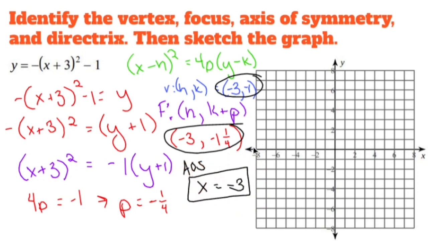Last but not least, my directrix is going to be a horizontal line given by y equals k minus p. k was negative 1. p is negative 1/4. So to round things out, y equals negative 1 minus negative 1/4, which is the same as negative 1 plus 1/4, which is going to be negative 3/4.